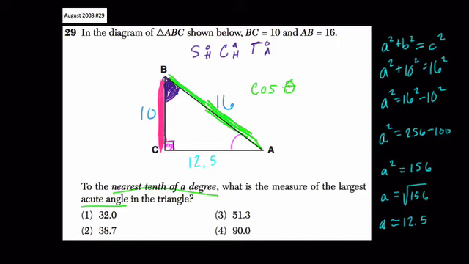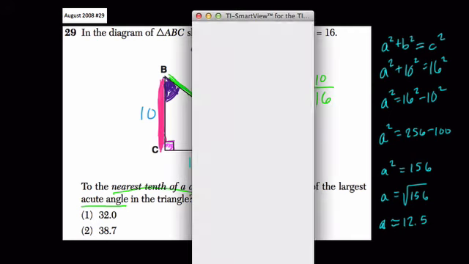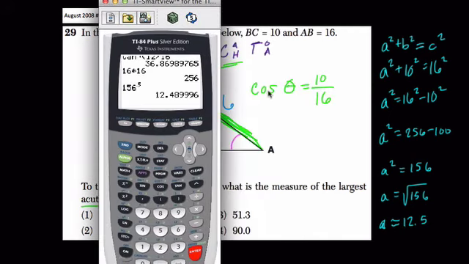So in trig, we use the theta sign for angle. It's like a circle with a belt on. And here, cosine of theta equals the adjacent over the hypotenuse: 10 over 16. So we can use the calculator to work backwards and say, the cosine of what angle gives you 10 over 16? We can do that by pressing second cosine and then just plug in 10 over 16. Press enter.